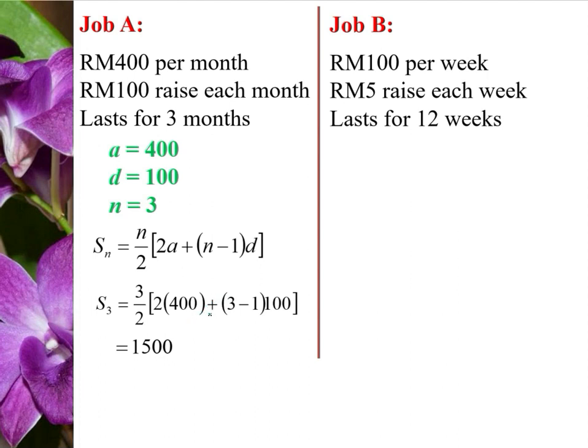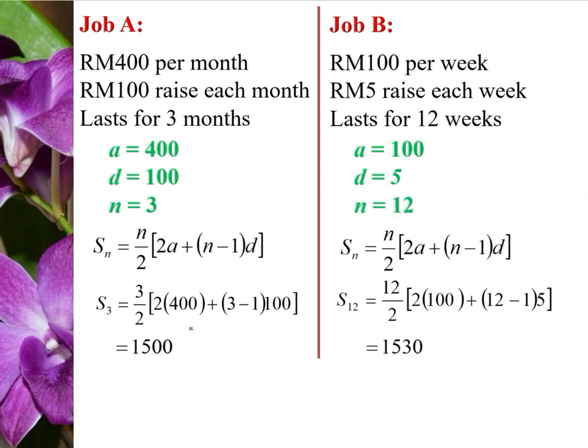A is 100 ringgit, d is 5, and then n is 12 now. So the S12 for this question is 1,530 ringgit. So which one is a better paying job? Of course, the job with the higher salary is a better paying job. So it is job B.